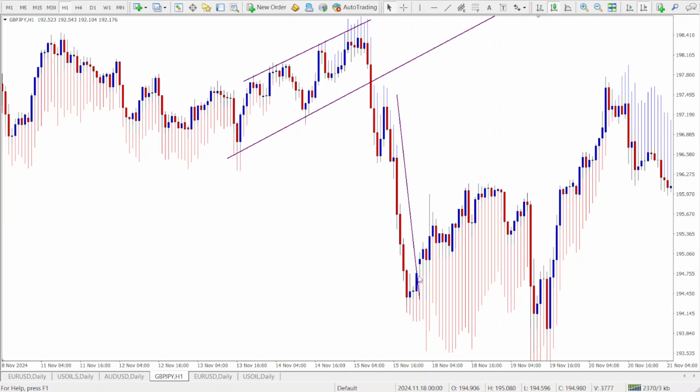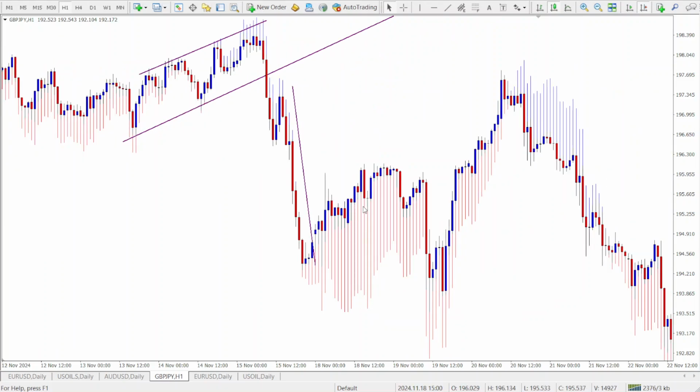Okay, and then the red lines show you that a bullish move is incoming, while the blue lines on top of the candles show you a bearish trend incoming. The red lines below the candles show you a bullish trend incoming. So as you can see, right after this sell move, we started having red lines forming under the candlesticks, and that was showing us a bullish move.